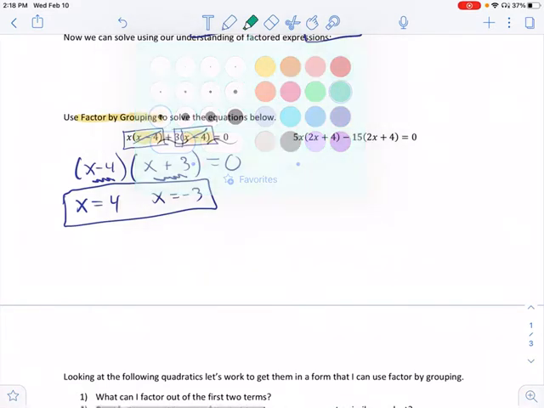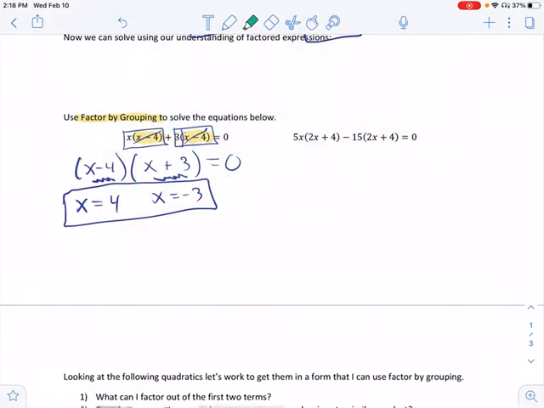Looking at my next expression, looking for a common factor within each, I see I've got this 2x plus 4 between both of these, so I'm going to factor out 2x plus 4. And what I'm going to be left with when I do that is 5x minus 15 equals 0. Then I'm just going to solve these mini expressions.